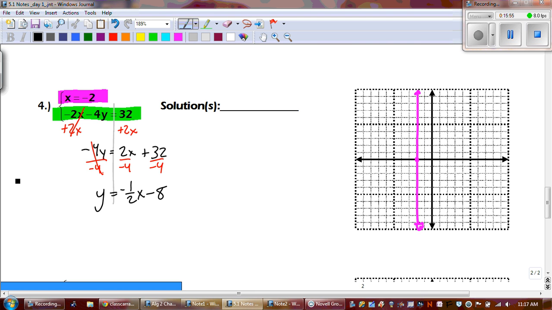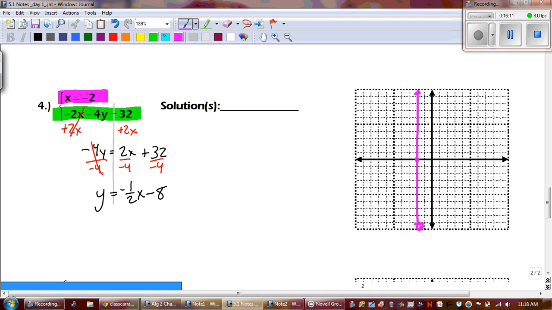Now, someone in class asked, is there a difference between where you put the negative? And that answer is no, as long as you know that it's a negative slope. All of those mean the same thing, okay?